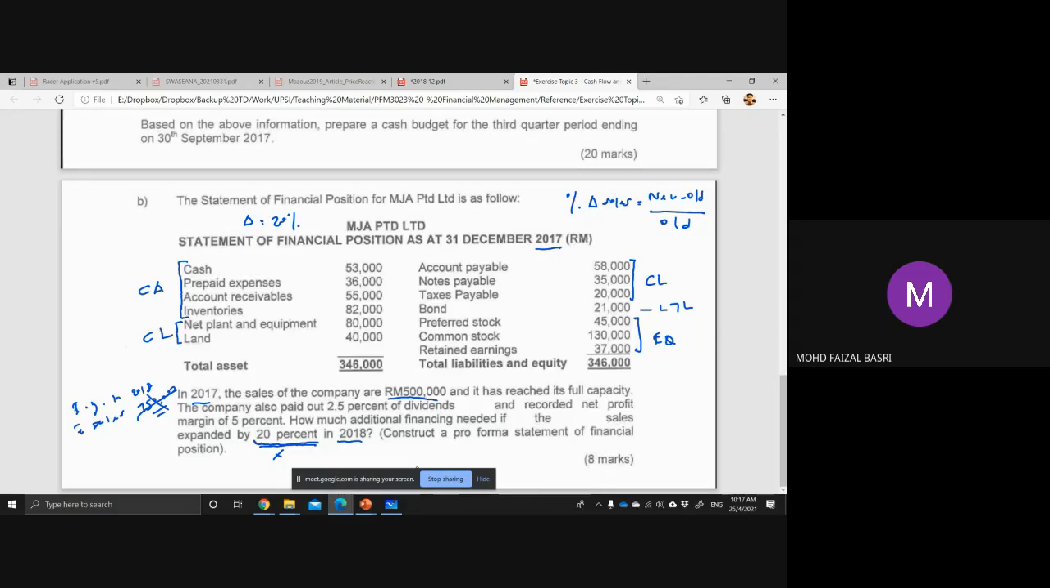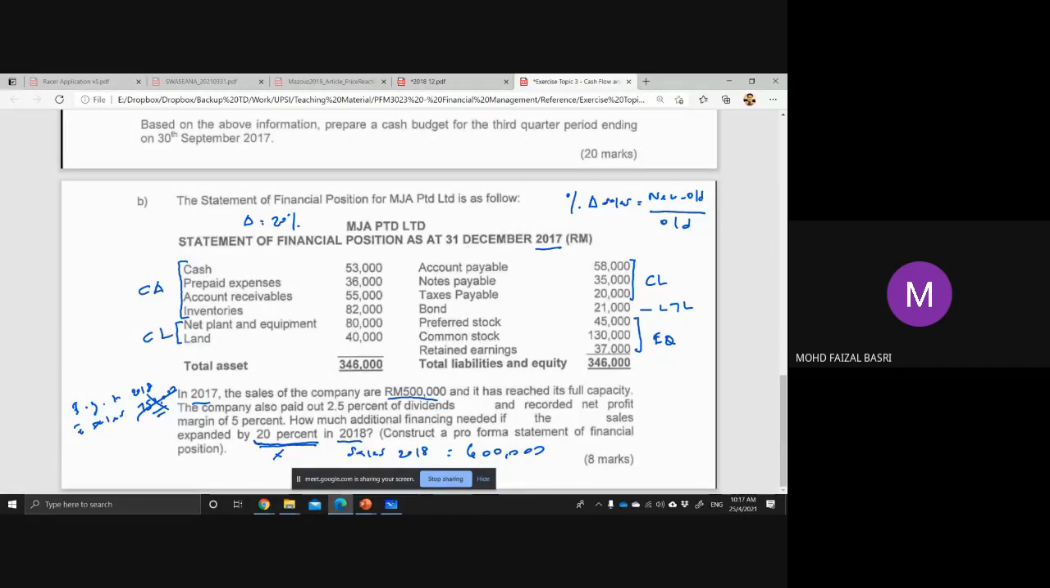instead of dia bagi 750, kita kena estimate sales untuk 2018, kita kena cari. So we can estimate sales 2018 based on this question would be 500,000 in 2017, increase by 20%. So sales in 2018 would be 600,000. So this is the estimation. So this is the situation. Either one, dia akan bagi either percentage and then kita cari sales 2018, or dia bagi current and forecasted and then kita cari the percent.